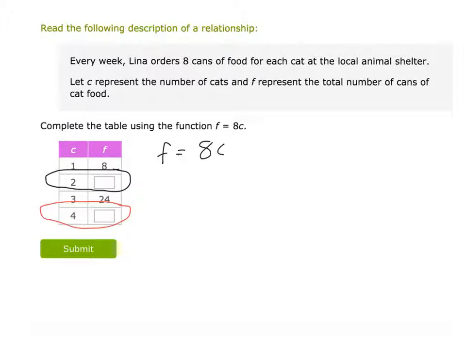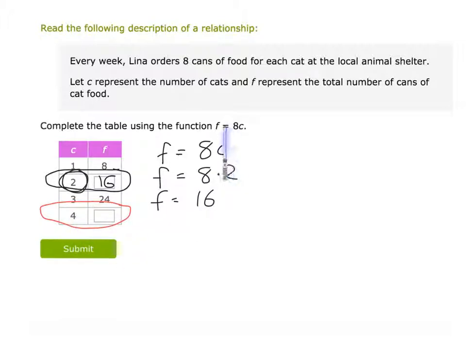And they gave us what C is. In this case, C is equal to 2. So we're going to take that 2 and plug it in for C and multiply it. So we have F equals 8 times that 2 right there. So 8 times 2, and therefore F equals 16. So 16 is going to go in our first box there.